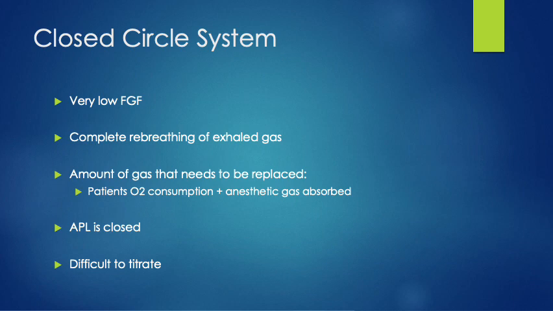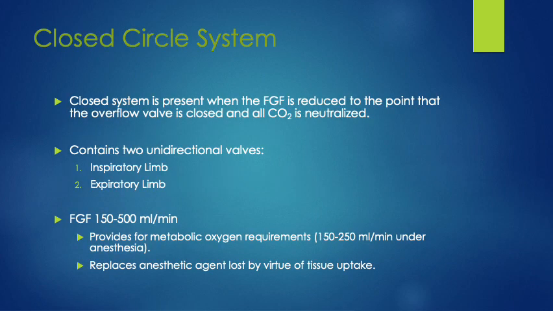It's difficult to titrate. So closed system is present when fresh gas flow is reduced to the point that the overflow valve is closed and all CO2 is neutralized. These systems contain two unidirectional valves, one on the inspiratory limb and one on the expiratory limb, and fresh gas flows need to be 150 to 500 mLs per minute. This provides for metabolic oxygen consumption. So this is the amount of oxygen an adult, like a 70 kilo patient, typically consumes under anesthesia, 150 to 250 mLs a minute. This amount of fresh gas flow replaces the anesthetic gas lost by virtue of tissue uptake.